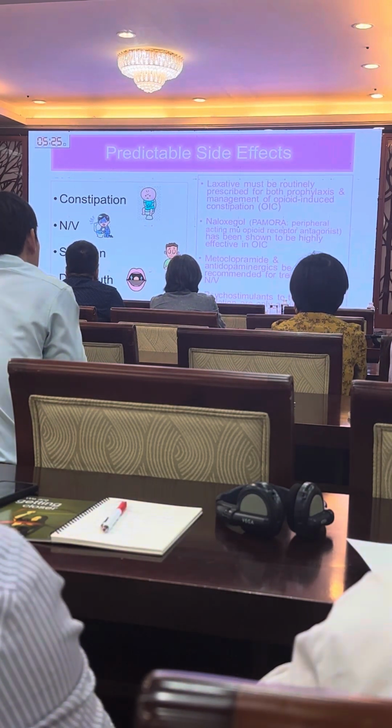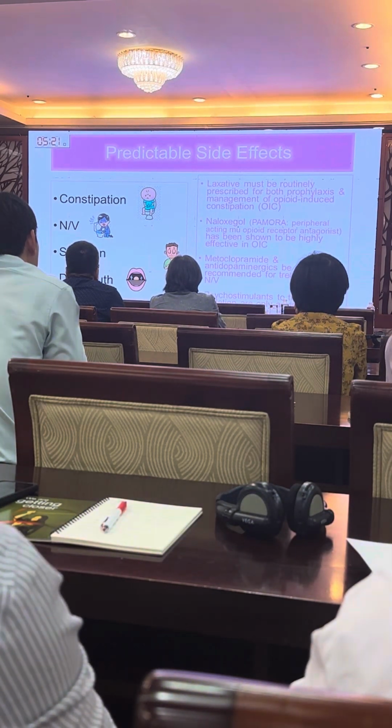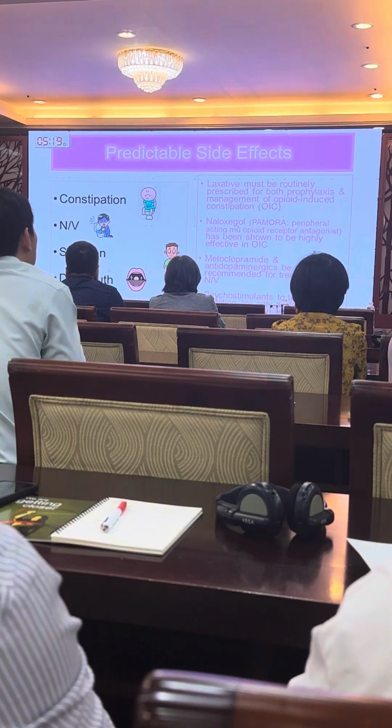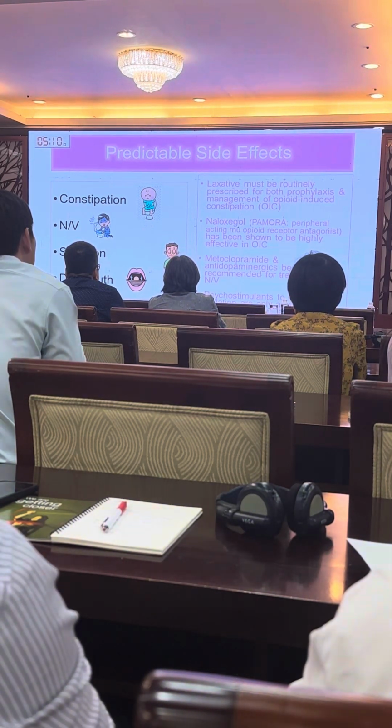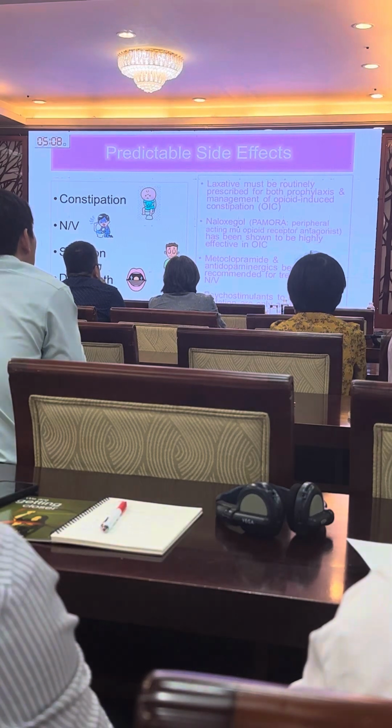These are the predictable side effects of morphine: constipation, nausea, vomiting, sedation, dry mouth, and so on. For nausea, vomiting and sedation, patients will develop tolerance to the side effects. So you can increase the dose.